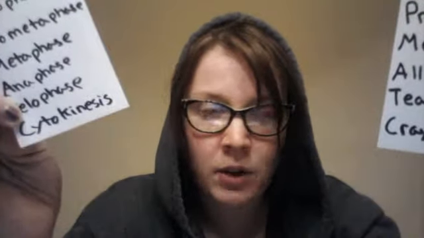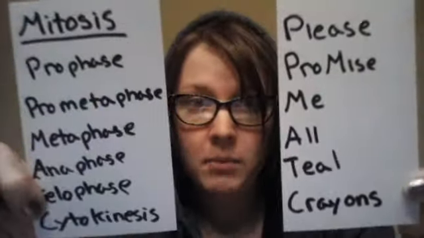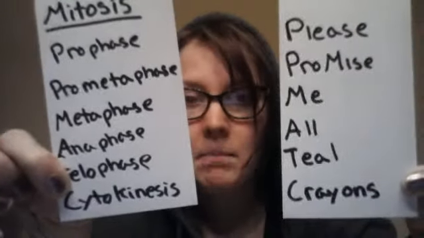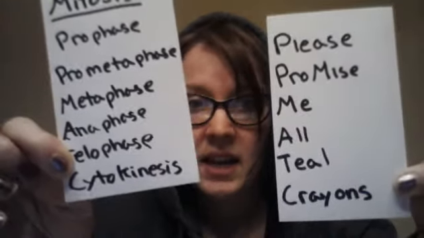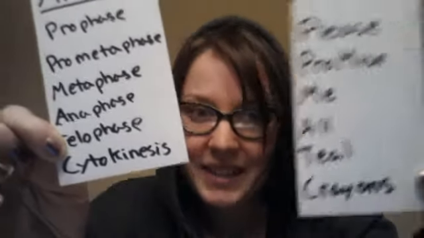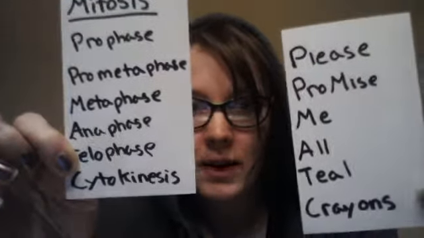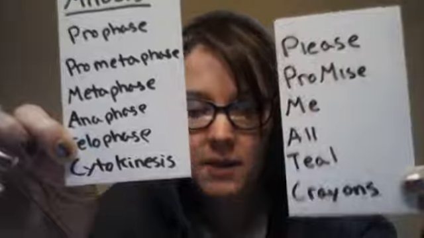memory trick for you so you can remember the order of the names. And it's, please promise me all teal crayons. Prophase, prometaphase, like promise. Meta, all teal crayons. Anaphase, telophase, like teal. And crayons, cytokinesis. Okay? So go ahead and write that down. Pause it. Write that down. Okay, cool.